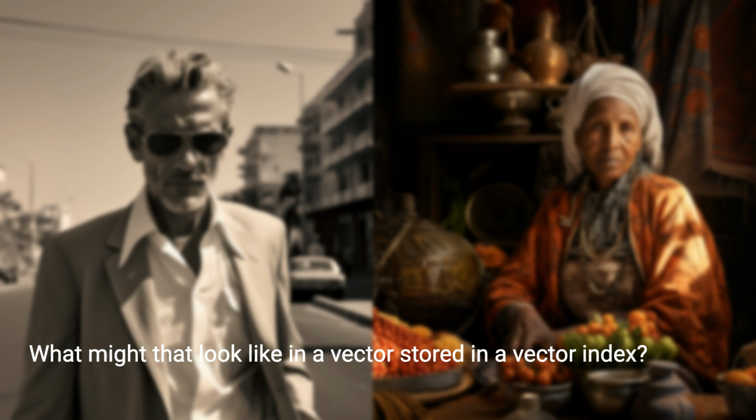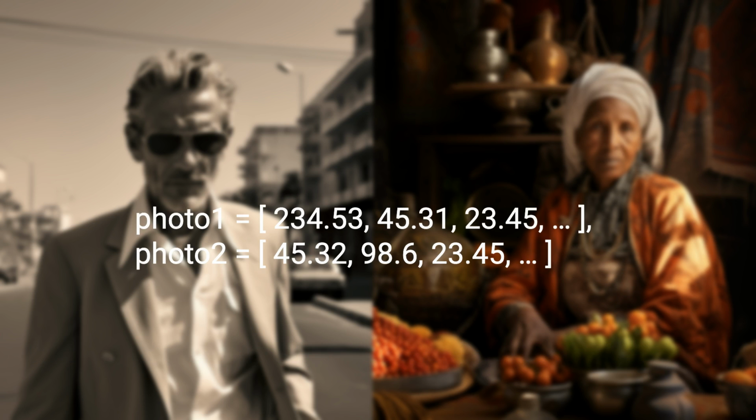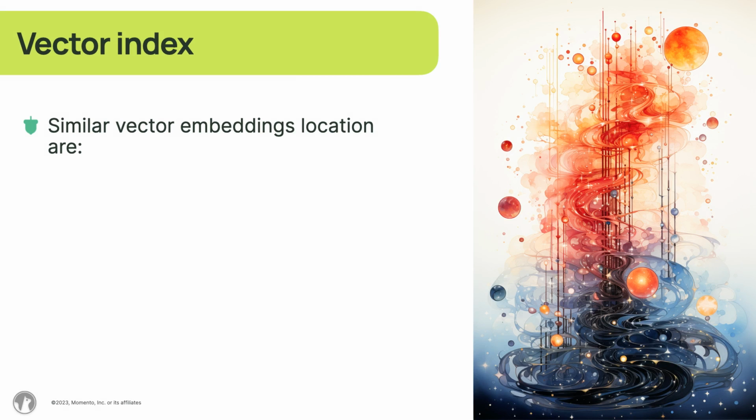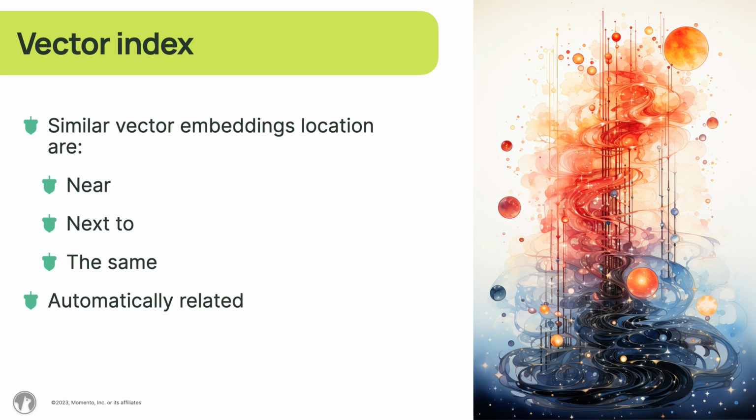What might that look like in vectors stored in a vector index? We have two vectors, photo 1 and photo 2. Each vector has vector embeddings, the numbers you see here. What this means by writing these vectors to an index is the similar vector embeddings are near, next to, or the same as other vectors in a multidimensional space of a vector index. They are automatically related. Therefore, I can do a semantic search to find all vectors that have vector embeddings that are at or near 23.45. Have other vector embeddings that are near 43.31, and so on. I could also search for XYZ near 45.31, and then search inside of that further.